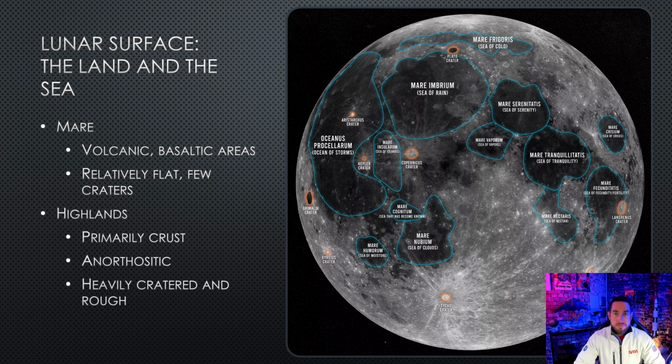So first you have the Maria, which is the plural, or mare. So in this case, like Mare Imbrium, Mare Serenitatis, Mare Tranquillitatis. This is Latin. Mare is Latin for seas. So the early astronomers actually mistook these darker areas of the moon for seas. They thought it was actual water on the moon, and so they called them the Latin for seas.